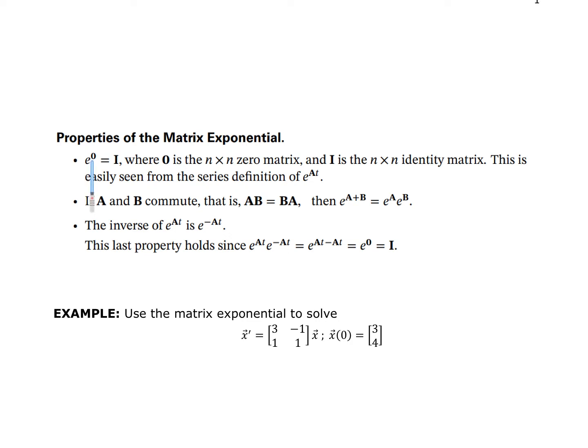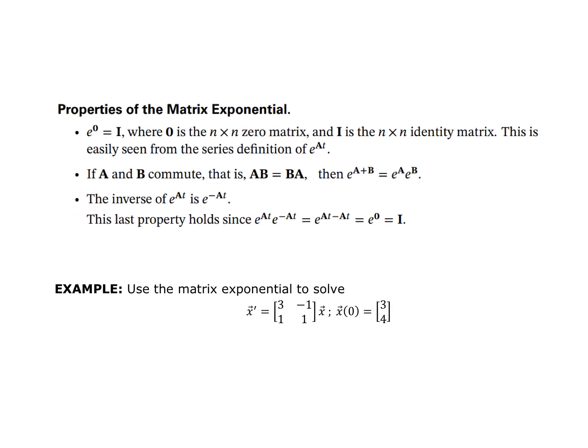Here are some properties that we get. e raised to the 0 should be equal to the identity matrix, which makes sense if we look at how we define e to the At, where 0 is an n by n zero matrix and I is an n by n identity matrix. This is easily seen from the series that defines e to the At. If A and B commute, and this hardly ever happens, that is, if A times B is equal to B times A, then e raised to the A plus B will be e to the A times e to the B. The inverse of e to the At is e raised to the negative At, and the last property holds since e to the At multiplied by e to the negative At would be equal to e to the At minus At, which is e to the 0, which is I.